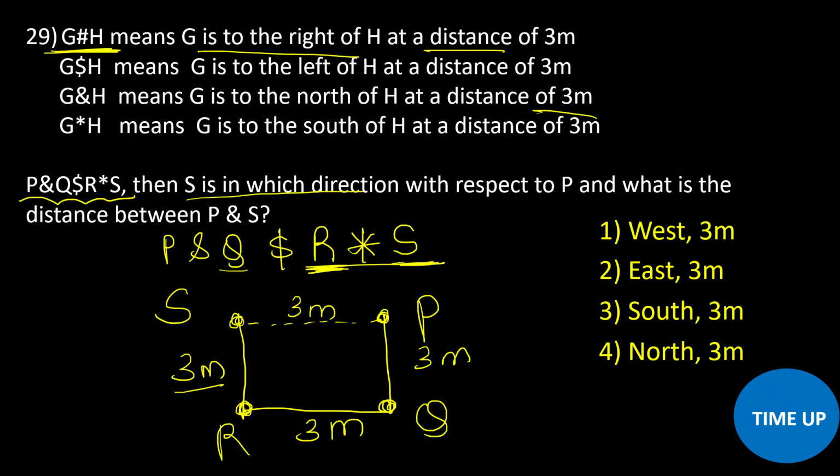S is in which direction with respect to P? With respect to P, when they say so, you have to be on P and see, in which direction is S? Which direction is this? This is west direction, and the distance is 3 meter. So it is west and 3 meters. So the first one is the correct option.